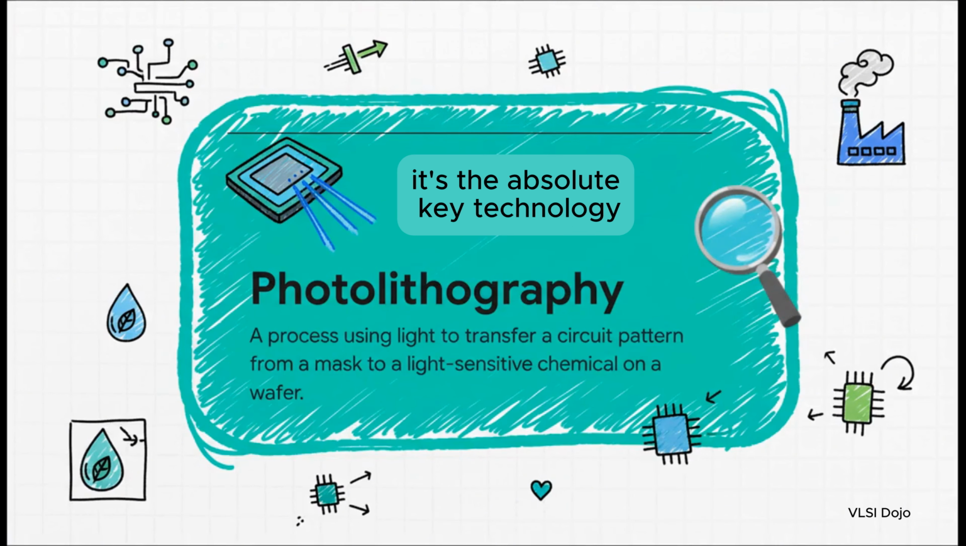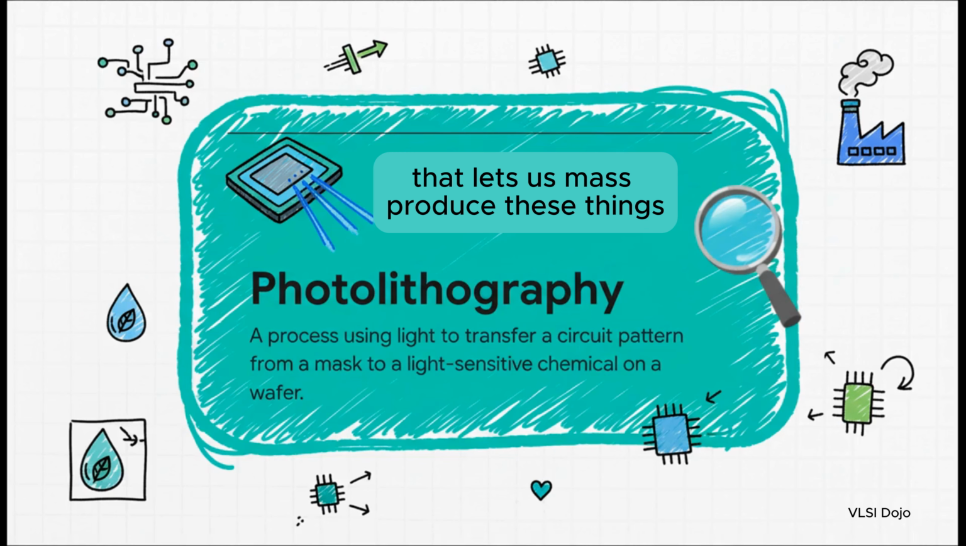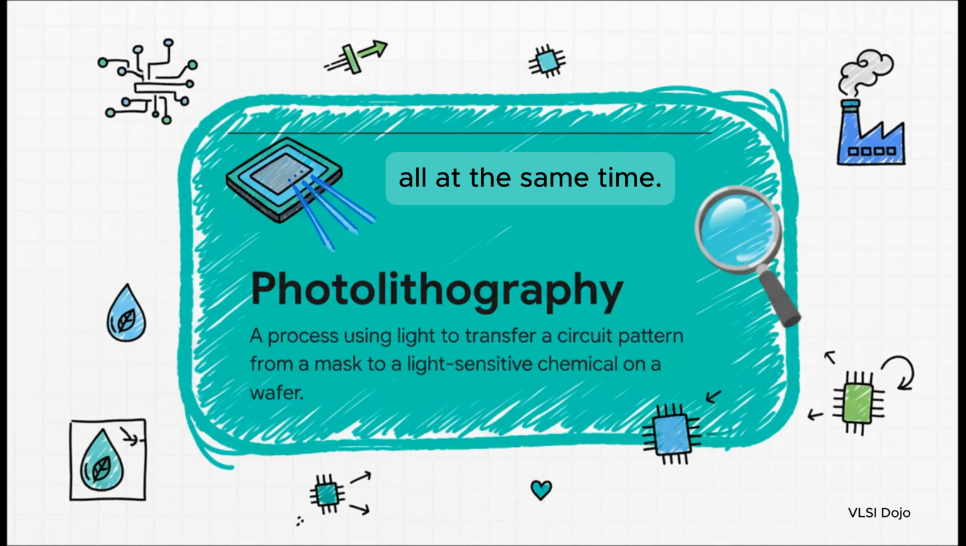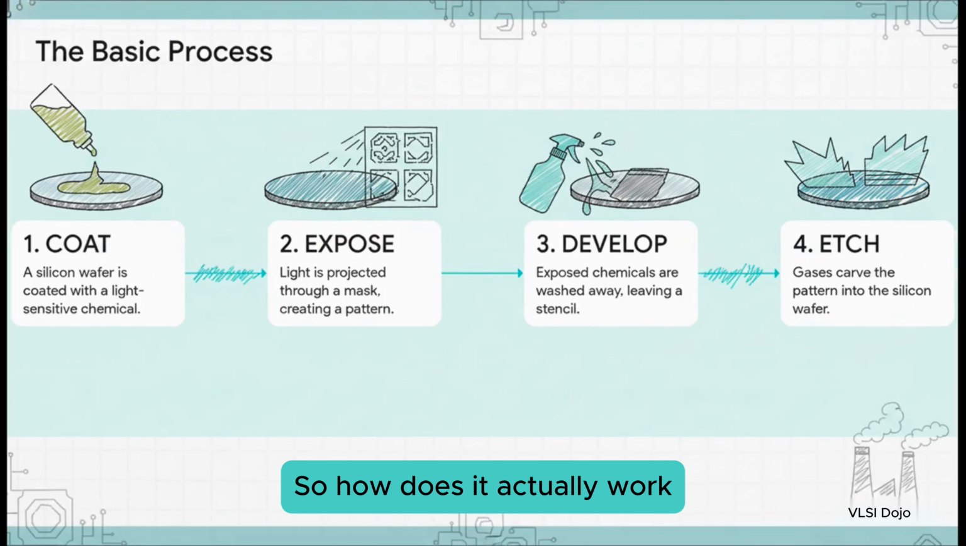It's the absolute key technology that lets us mass produce these things on a microscopic level, creating billions and billions of transistors all at the same time. So how does it actually work?